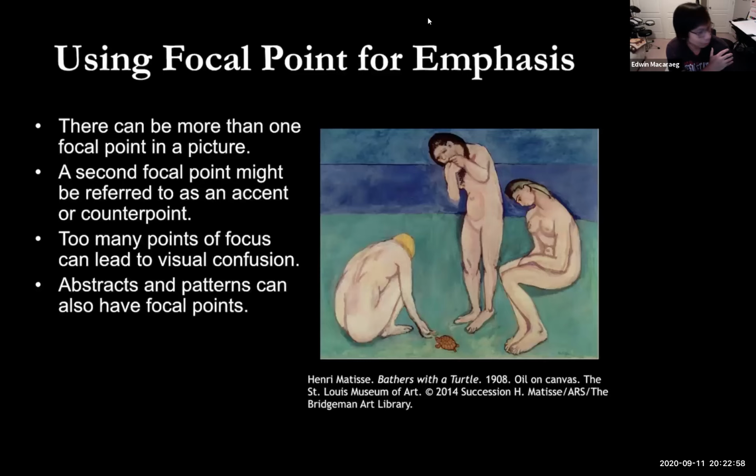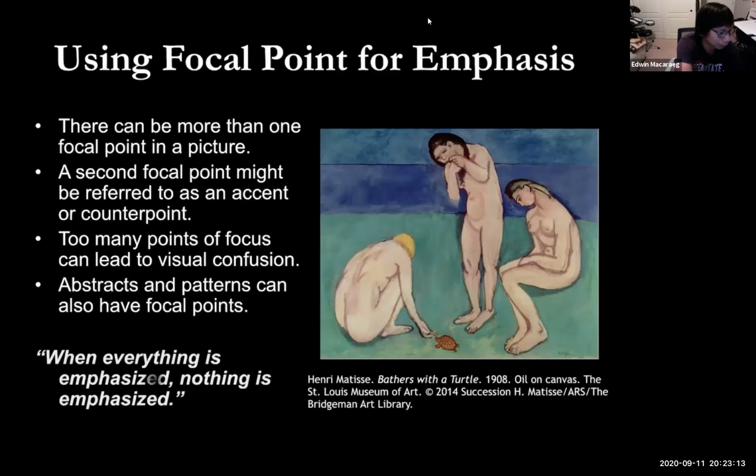Abstracts and patterns can also have focal points. So not only do the more representational works of art have focal points, but also the more abstract works of art. Here is an interesting quote: when everything is emphasized, nothing is emphasized. So remember that.